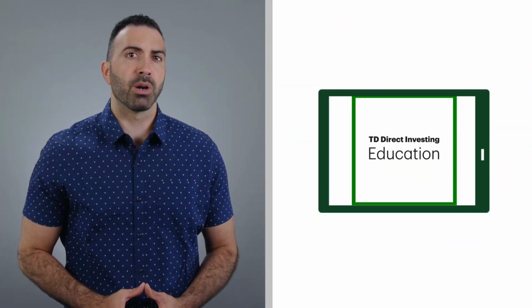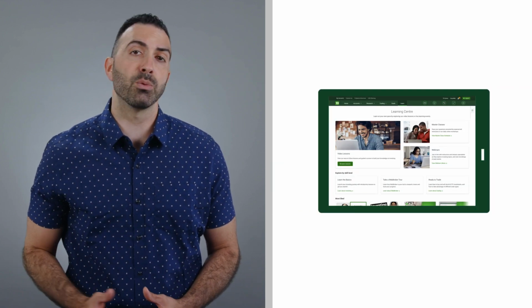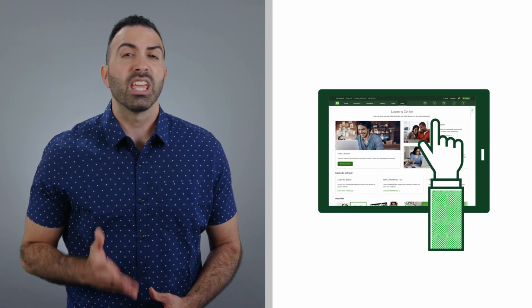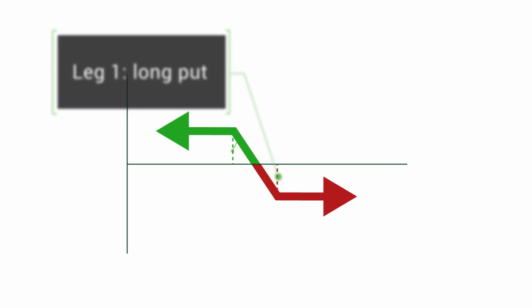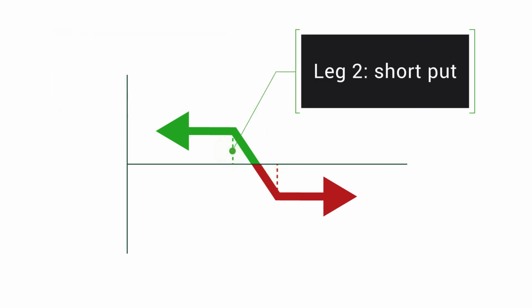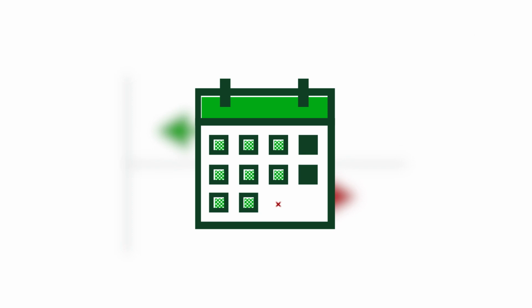If you feel like you need to brush up on single leg option trades, you can check out our introductory videos or join a masterclass before continuing with this lesson. But if you've got a handle on single leg option orders and are ready to learn more, let's break down what a bear put spread looks like. The strategy is made up of 2 option legs. The first leg is a long put and the second leg is a short put at a lower strike price. Both puts have the same expiration date.